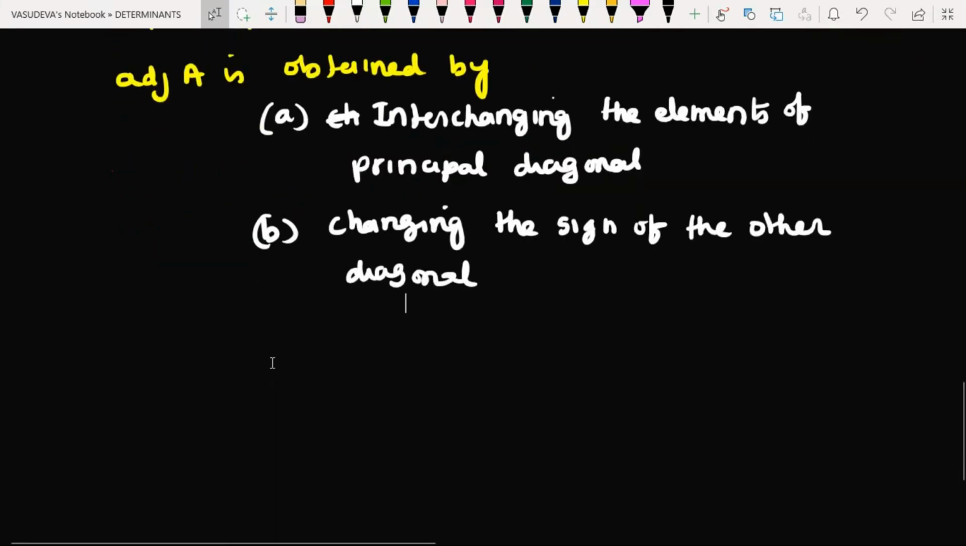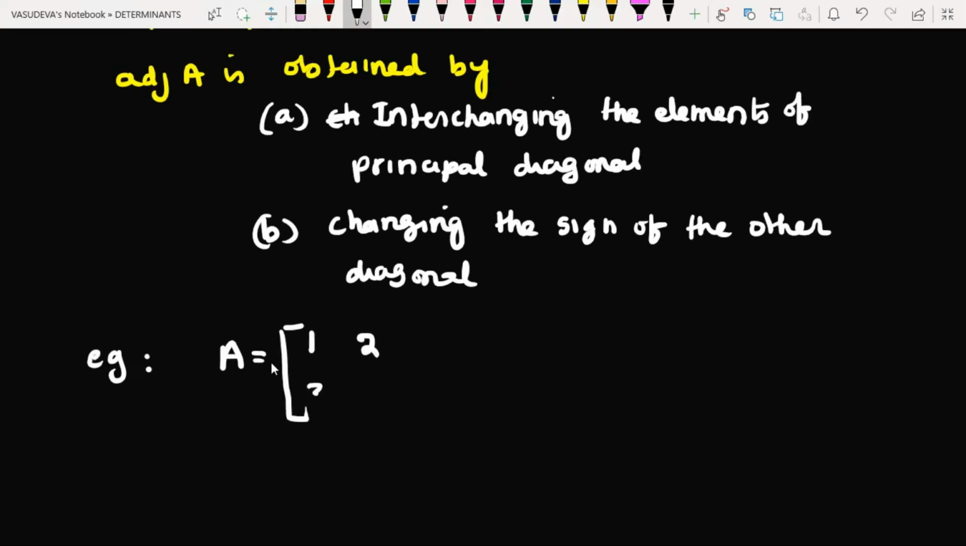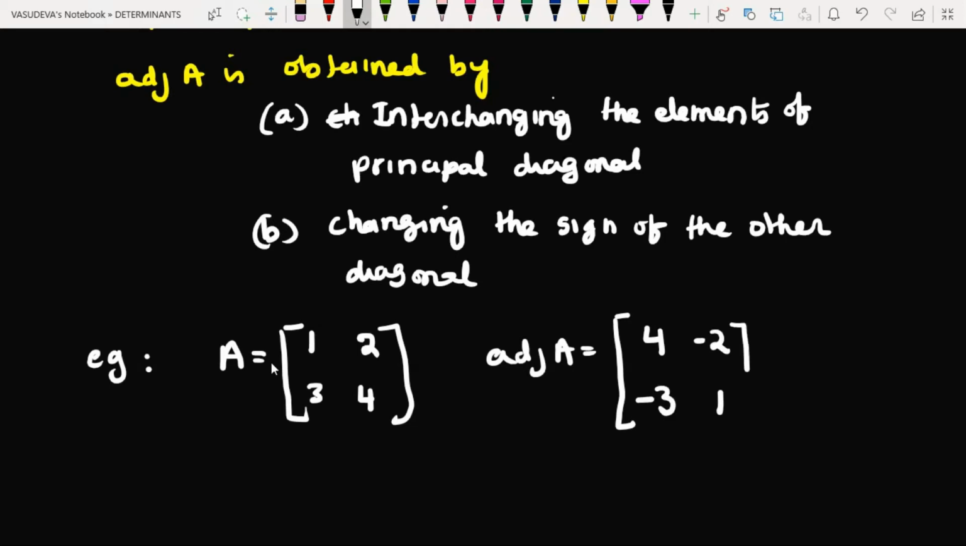So for example, suppose A is the matrix 1, 2, 3, 4. Adjoint of A is obtained by interchanging the elements of the principal diagonal. The elements of the principal diagonal are 1, 4, so this is 4, 1. Changing the sign of the other diagonal, minus 3, minus 2. Easily we can find it.